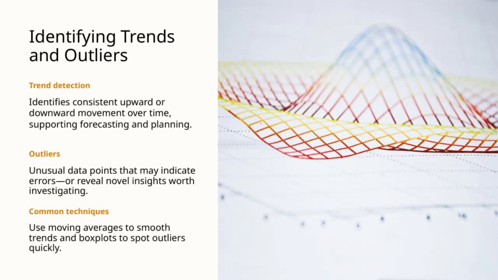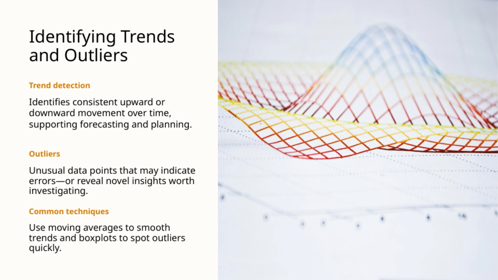Let's talk about some common techniques for identifying trends and outliers in data. One useful method is using moving averages to smooth out the data, which helps us see the overall trend without getting distracted by short-term fluctuations. Alongside that, box plots are great for quickly spotting outliers, those unusual data points that stand apart from the rest. Outliers can sometimes indicate data errors, but they might also reveal interesting insights worth exploring further.